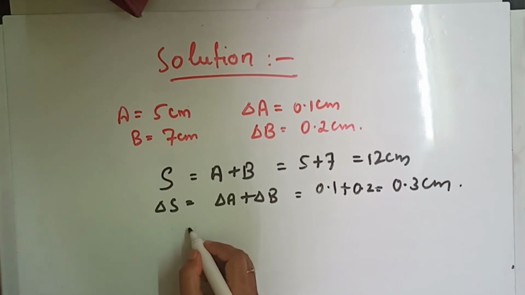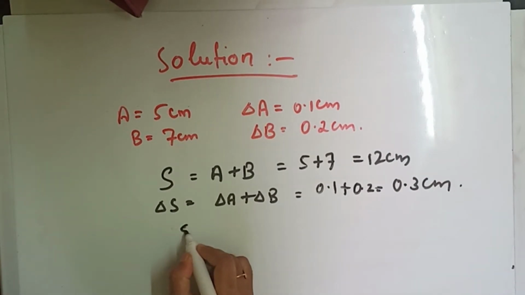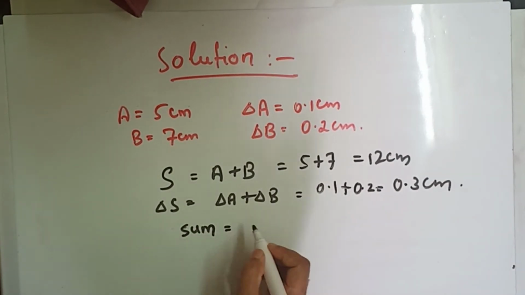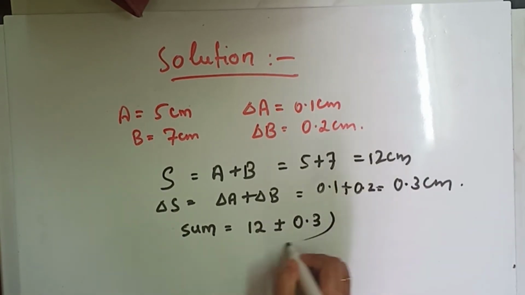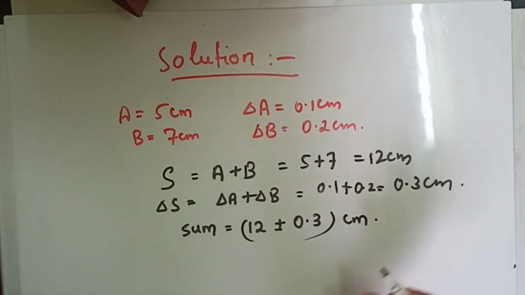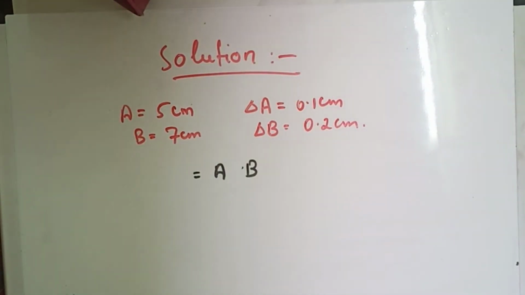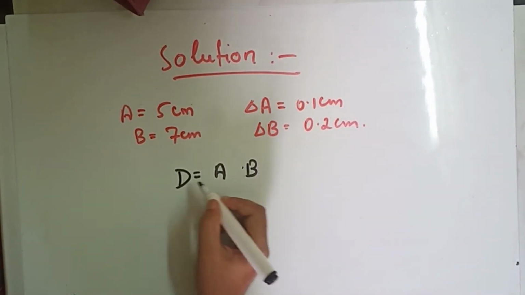So what is the absolute error in the final result? The sum of absolute errors in the individual quantities. So the total sum I can write as 12 plus minus 0.3 centimeters. Isn't it easy? Now come to the second part where it is difference.